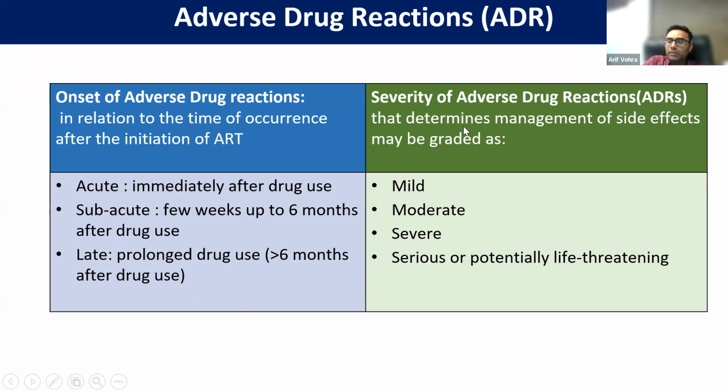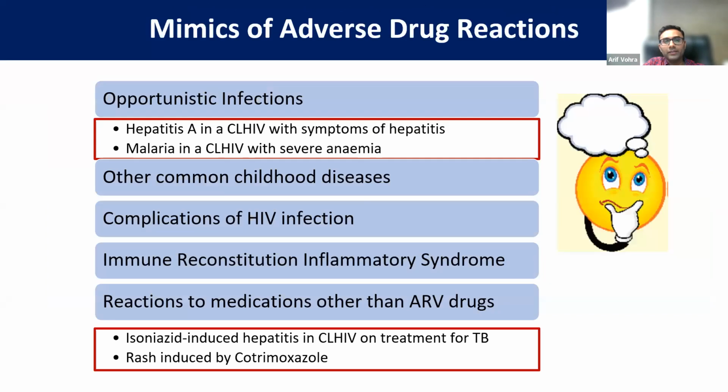We can also label based on severity as mild, moderate, severe, serious, and potentially life-threatening. We'll discuss what is mild, moderate, severe, and serious in subsequent slides. So here we can classify ADR based on time of occurrence and based on severity, in two different classifications as shown in the slide.